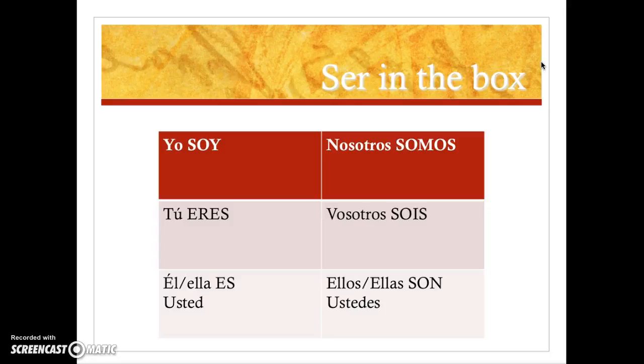Just as you memorize ser and the different conjugations of ser, you should also memorize the different subject pronouns and their placements in this box so that when we move on to conjugating regular AR verbs, you know their placements and can match them up easily.